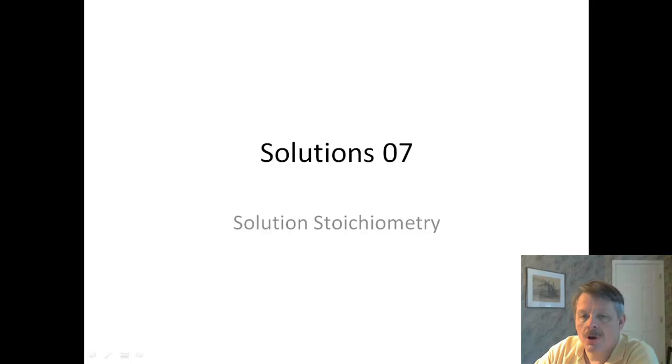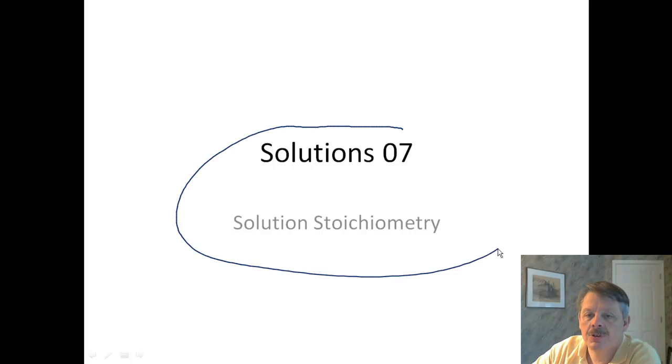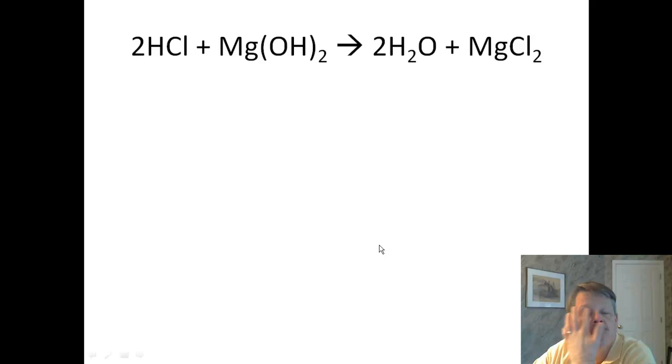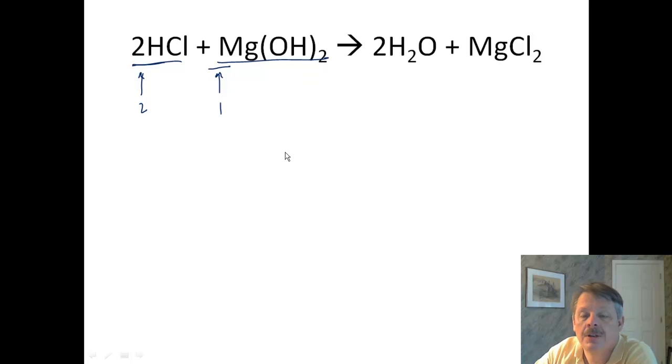Hey folks, we are on the last worksheet for solutions, specifically solution stoichiometry. So before we get too far into our worksheet, let's remember what stoichiometry is. Stoichiometry is the relationship between moles of one thing and moles of another. So you'll notice this has a 2 in front of it and this has a 1 in front of it. So this tells us that 2 moles of hydrochloric acid react with 1 mole of magnesium hydroxide.